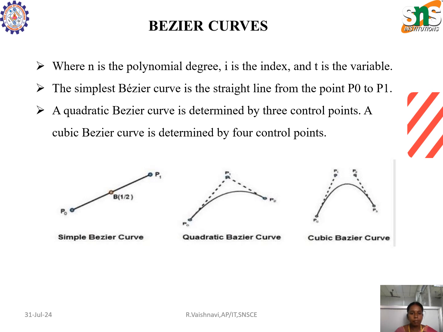Then the simplest Bezier curve is the straight line from the point P0 to P1. The quadratic Bezier curve is determined by 3 control points. The cubic Bezier curve is determined by 4 control points. Here the diagram represents the simple Bezier curve, that is P0 to P1, and then the quadratic Bezier curve, and then the cubic Bezier curve.